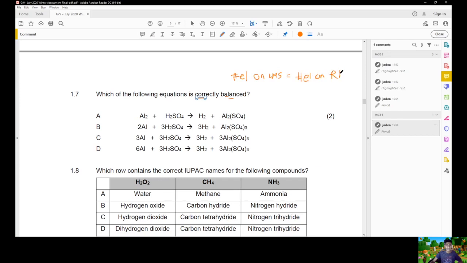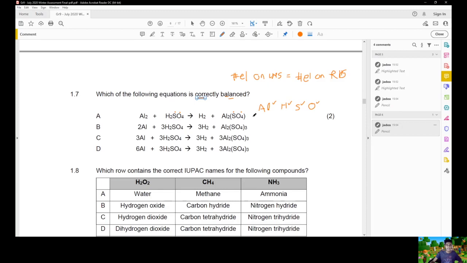So let's have a look at A. In A, counting the aluminiums to start with, I have Al2, and on the right, I also have Al2. So the aluminiums appear balanced. If I look at the hydrogens, there are two on the left, two on the right. Hydrogens are balanced. If I look at the sulfurs, there's one there and one there. That's also balanced. And then oxygen, 4 and 4. So sulfur is balanced, oxygen is balanced.